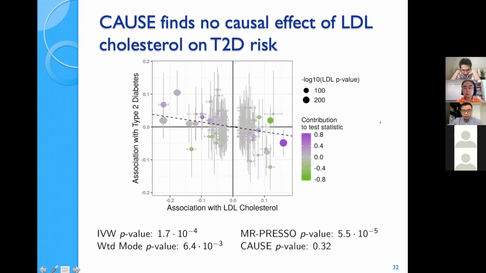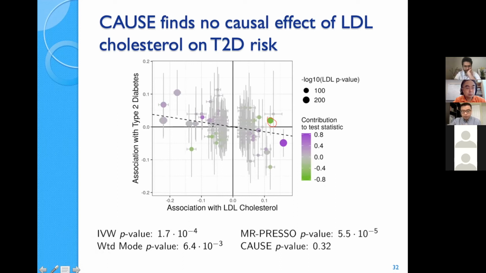So you can see some of them, to give some intuition. Let's look at this one, the ones with really large green points. These are variants that have a large effect on LDL but no effect on T2D, right? So these heavily contribute to the statistic of CAUSE. That's why our model rejects the causal model, right?